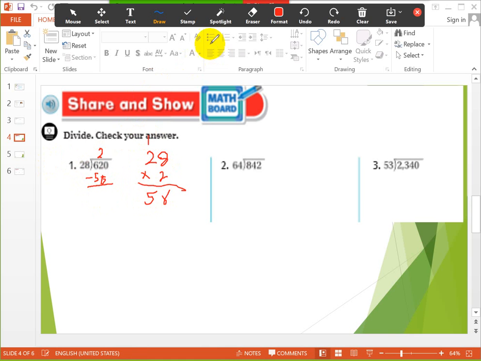Now 2 minus 6, can I take 6 from the 2? No, I can't. So what I have to do, I have to borrow. This one will be 5, and the 2 will be 12. Okay, 12 minus 6 equals 6, and 5 minus 5 equals 0. Now what I have to do, I have to regroup the number. So I will take the 0 and put it next to the 6, so it will be 60.